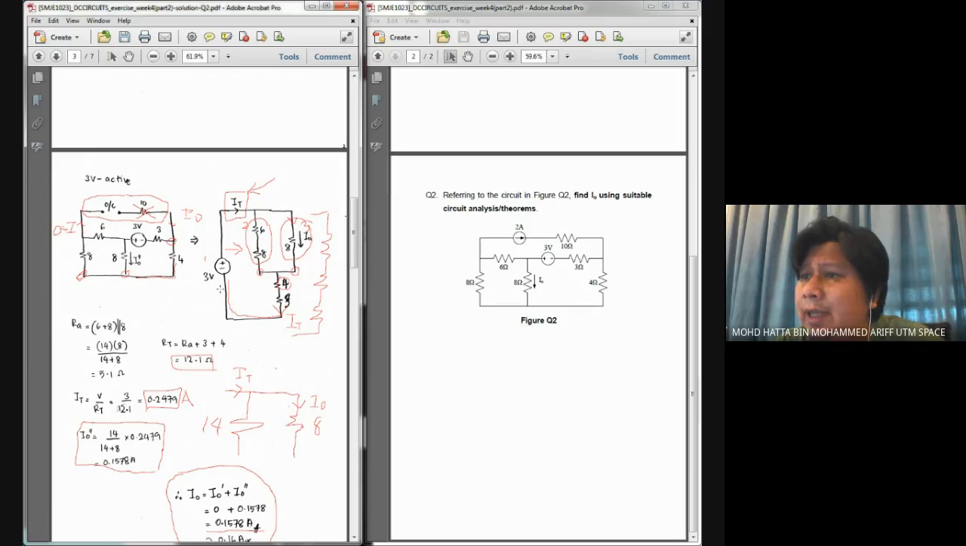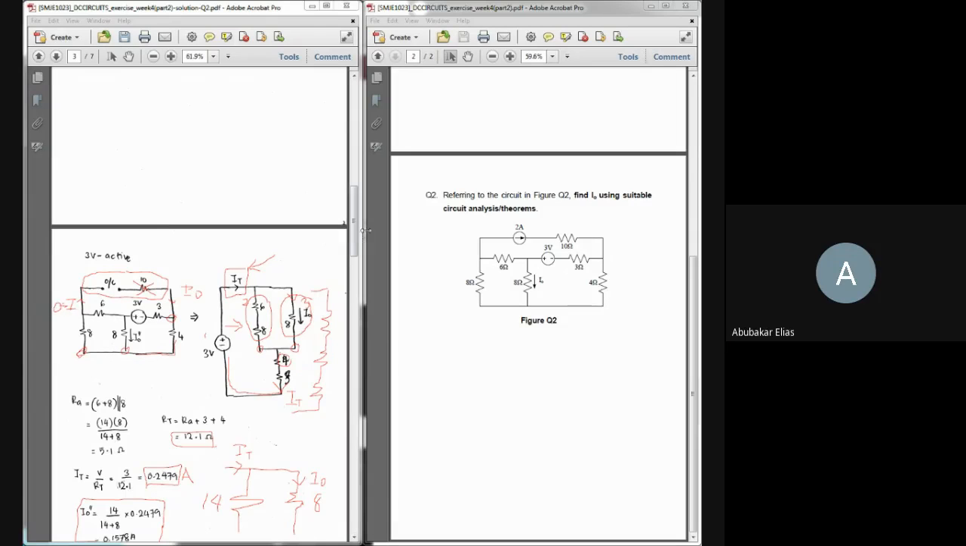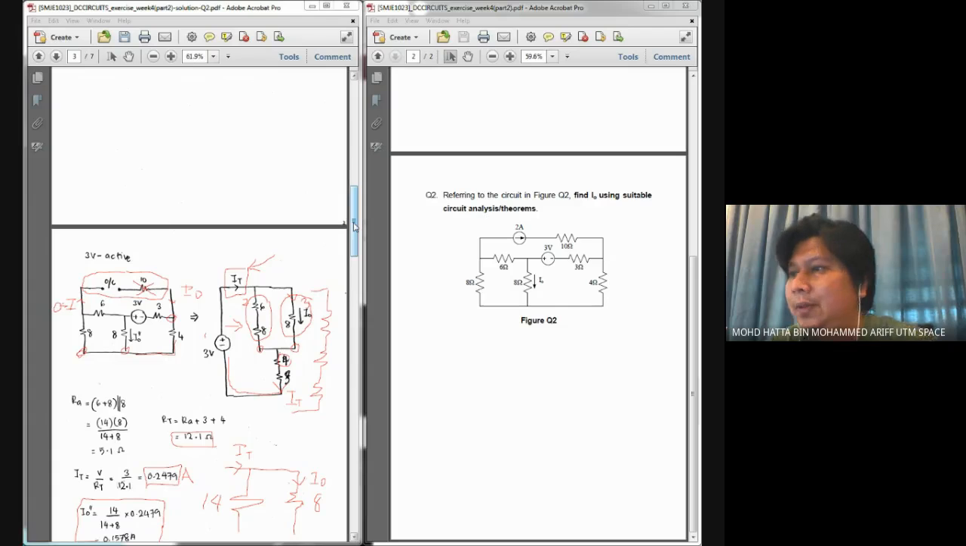And for the second, for IO double prime, I think a simple current divider rule is the most suitable one, the easiest way for me to calculate it. Okay? Are you with me? Any question? Okay. All right. Then we can proceed.